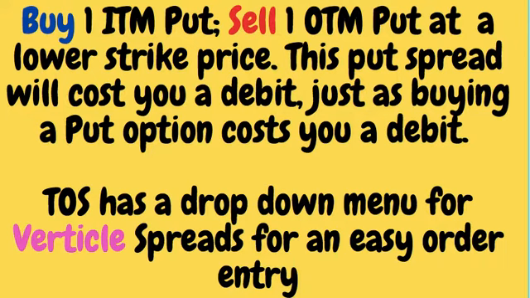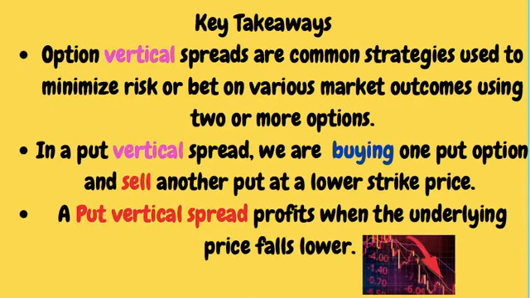Okay, so in order to create the trade, you'd buy one in the money put, you'd sell one out of the money put at a lower strike price. And this put spread will cost you a debit, just like buying a put. Don't worry about how to create this thing because TOS has an easy drop-down menu for vertical spreads, and I'll show you that on TOS.